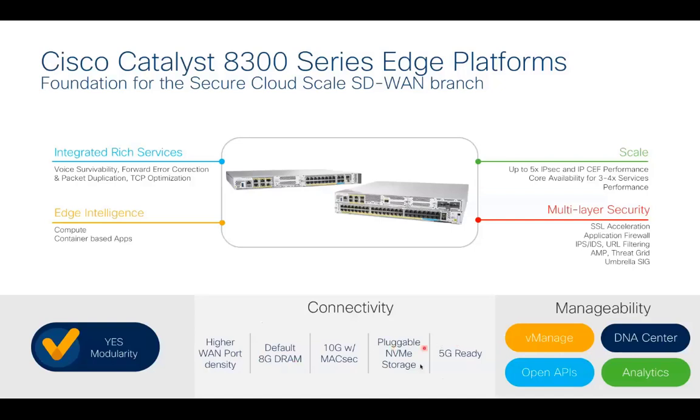The pluggable NVMe storage is something new that we brought into these platforms in a storage form factor. So this is a thin, lightweight, small slot module that supports M.2 based storage systems. And all these platforms come with 16 gig default storage with an option to upgrade to 32 gig or 600 gig options. And this storage can be used for container-based application requirements, or it can also be used as a log storage requirement as well.